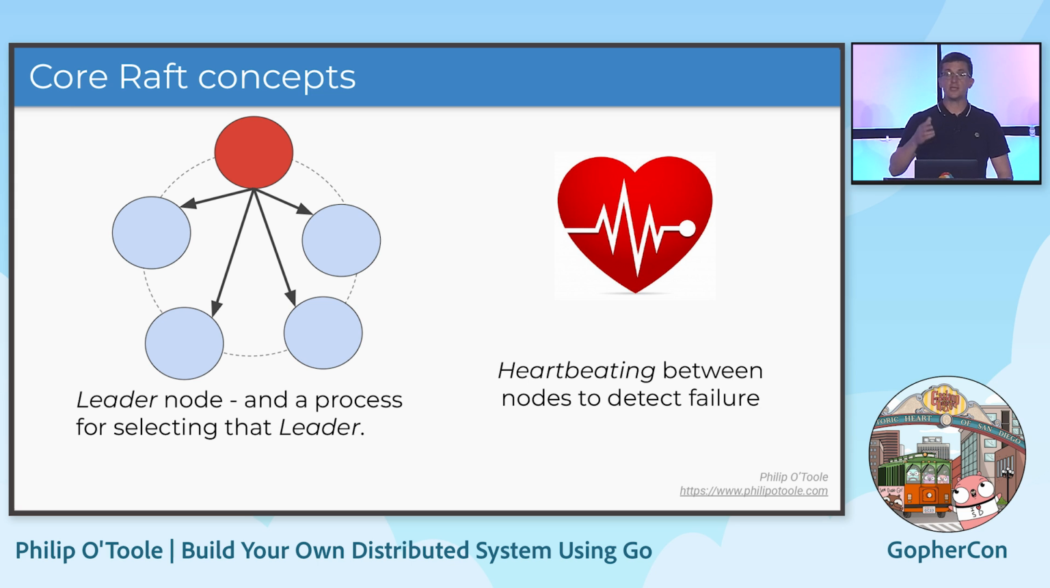And finally, and just as importantly, Raft defines how we detect when a node has failed. And the mechanism it uses is called heartbeating. So they're the four key concepts.